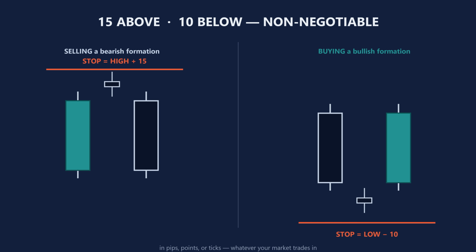Why the asymmetry? Sell-side stops sit above, where spread on a bid chart bites harder. The method gives the ceiling more room than the floor. Write these two numbers down. They are not suggestions, and they are never just this once moved.